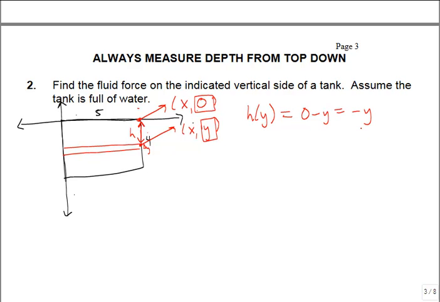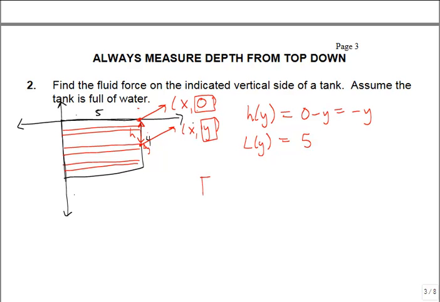And in a lot of these problems, your height function, your h of y, will be negative because you're going from the top down. Now for my length function, I need to figure out how wide this is, and because this is just a nice rectangle, no matter where I draw that slice, how wide is it going to be? Well, it's always going to be 5 units wide because my rectangle has a width of 5. So my length here is a constant 5.